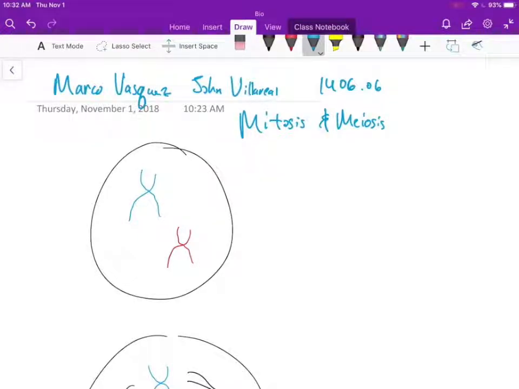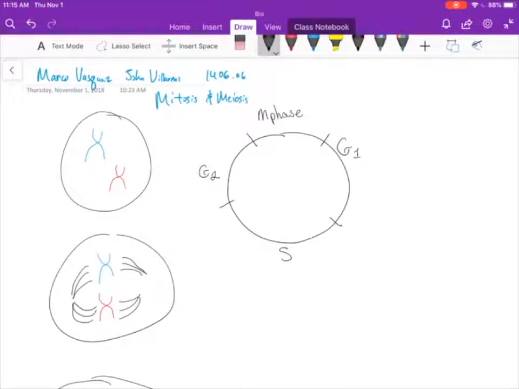Today we're going to be talking about mitosis and meiosis. In mitosis, the circle on the right side is the cell's life. So then as we see, G1, S, and G2 phase is what composes interphase.